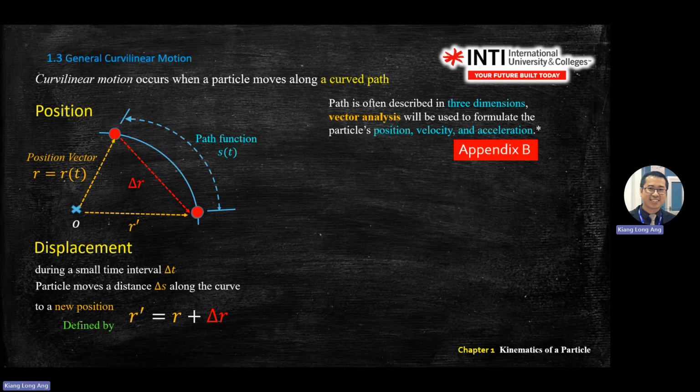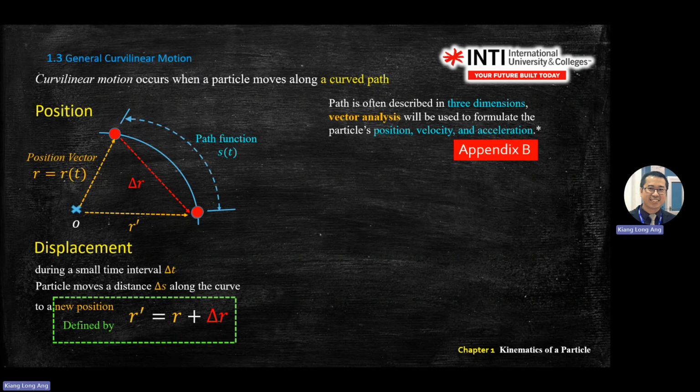Draw the arrows first. Then after that, you draw the displacement, delta R, from the initial position to the end position. This is delta R, the displacement. So it is a bit tricky in the curvilinear motion kind of free body diagram. Okay, understand this one? R prime equals R plus delta R. This is the first equation for curvilinear motion.